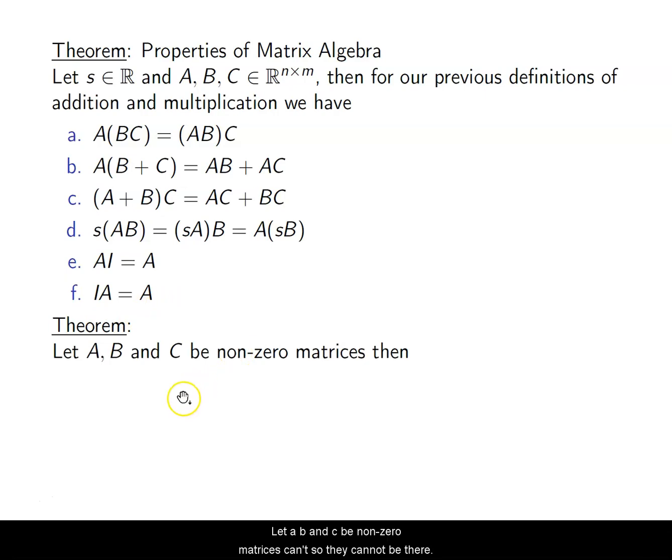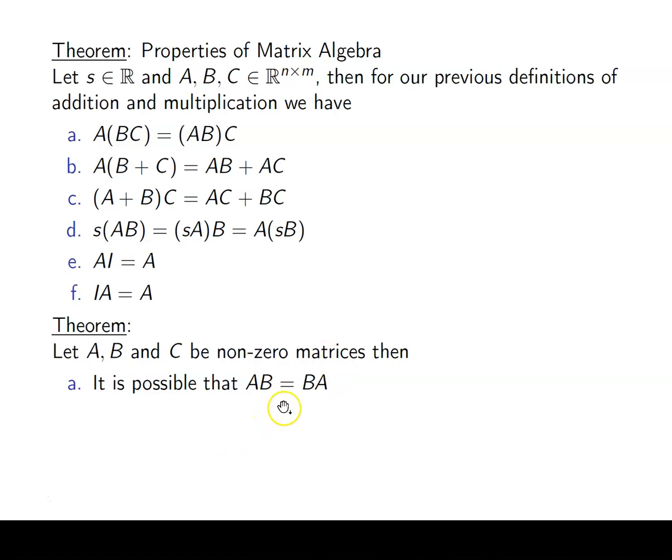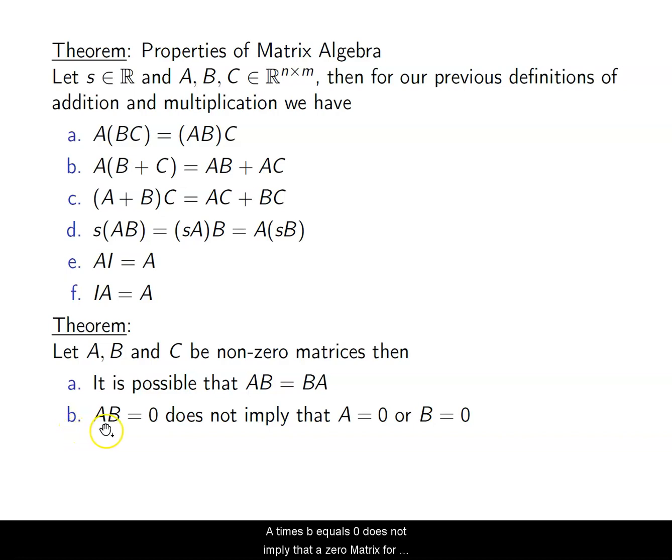Let A, B, and C be non-zero matrices. Okay, so they cannot be the zero matrix. Then it is possible that these two matrices commute with each other. Okay, it is possible. It's most likely that they don't commute, but they're often enough they will commute. Okay, you cannot assume that it's true, right? A times B equals 0 does not imply that A is the zero matrix or that B is the zero matrix. Okay, just because your product comes out to being all zeros does not mean one is 0.